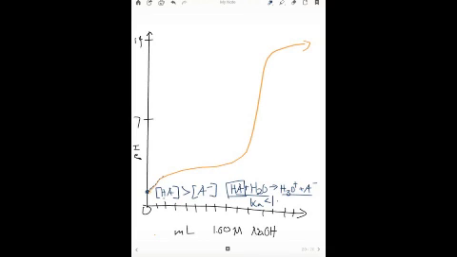So we keep adding hydroxide ions, and by the time we get to the top of the graph, all there is in solution is our conjugate base and our hydroxide ions.